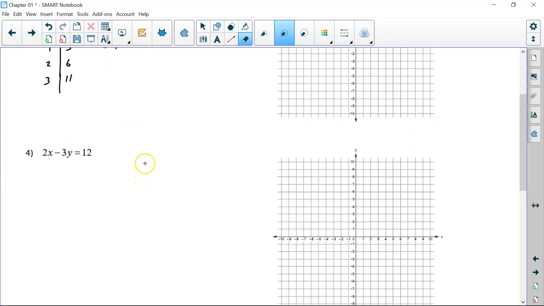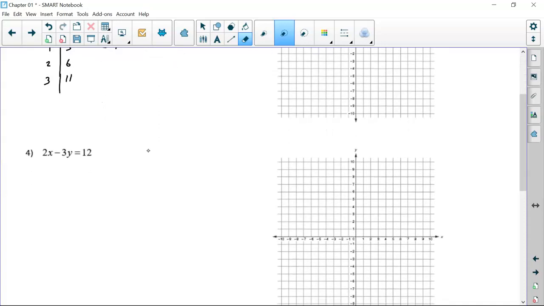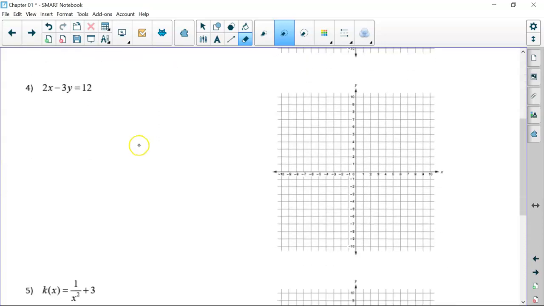Problem number 4, it's an equation in standard form. We're going to get this equation into slope-intercept form, or there's actually a quicker way to do it. We can actually graph this using intercepts. So I'm going to show you that. That's something new. So what I'm going to do is find my x-intercept by setting y equal to 0. So 2x minus 3 times 0 equals 12. 2x equals 12. Divide by 2. X equals 6.